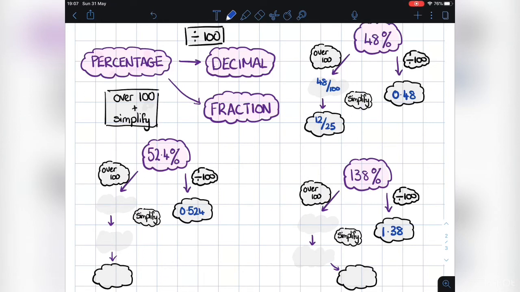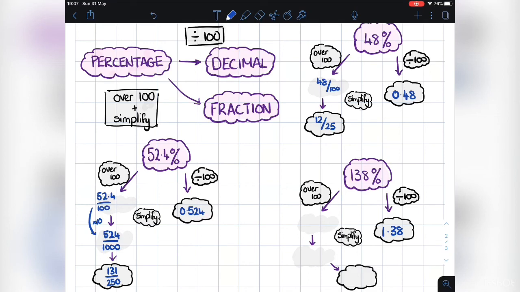So in this one, we're going to have 52.4 over 100. Now, because we have a decimal in the numerator, that's not in its simplest form. So what we do is we multiply both numerator and denominator by 10 until we don't have any decimal places anymore. So that becomes 524 over 1,000. And if I divide 524 by 4, and if I divide 1,000 by 4, I end up with 131 over 250.